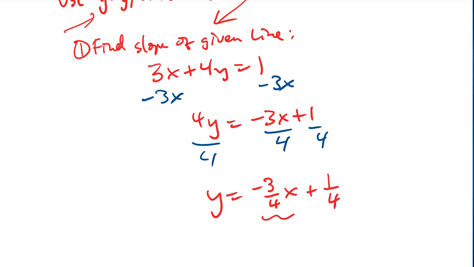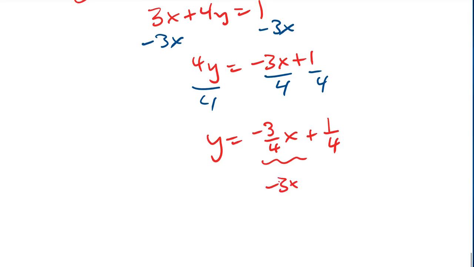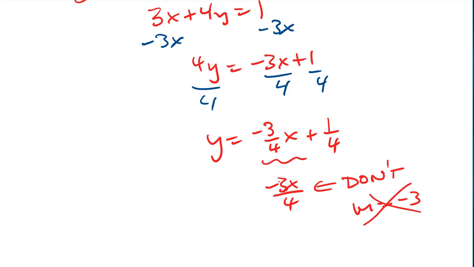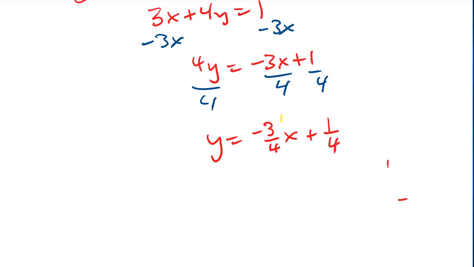Some students will write -3x over 4. I invite you, don't do this, because you always assume that the coefficient of x is the slope, and you'll write that the slope is -3 because that's what's in front, but it's not. The coefficient of x is -3/4. Okay, so just be careful. So here, the slope is -3/4.